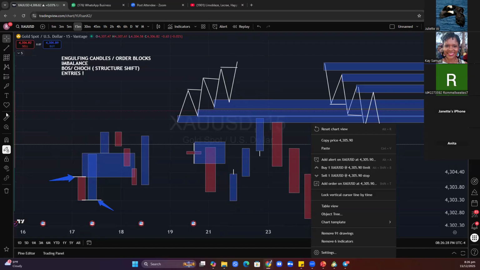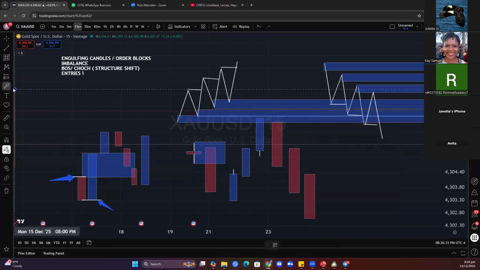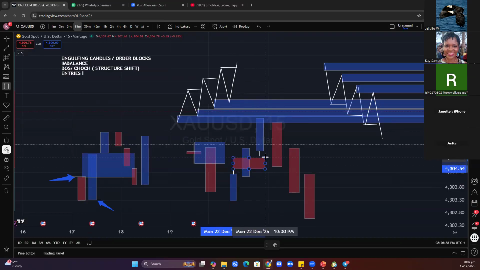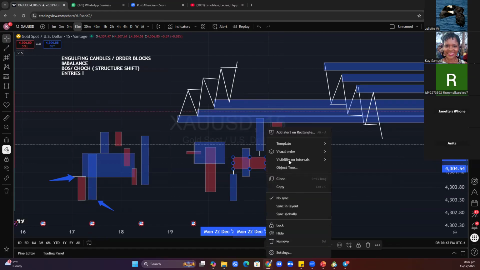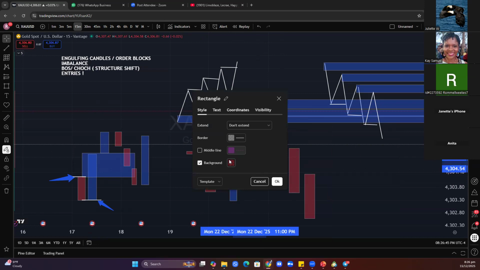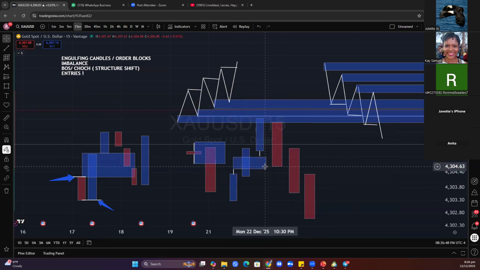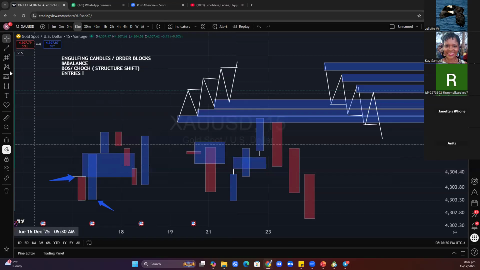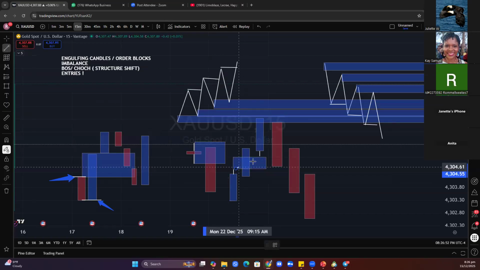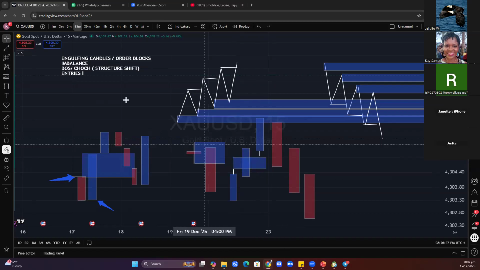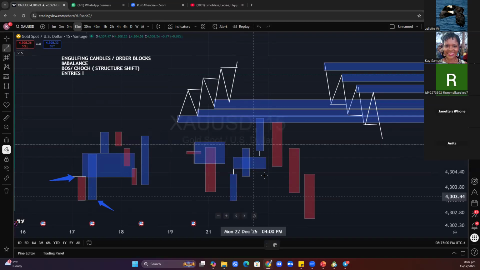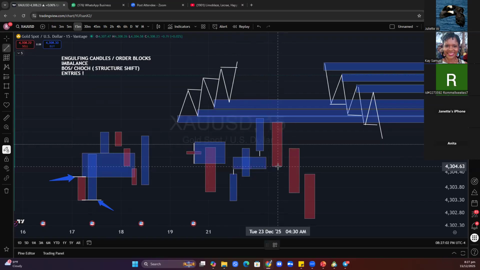So what that means is that the market was sell side inefficient between these two points, from here to here. Okay, that's your imbalance in the market. Everybody follow that? All right, that's my imbalance in the market. So between this point and this point, there were no sellers. Okay, we got that one, right? Same thing here.